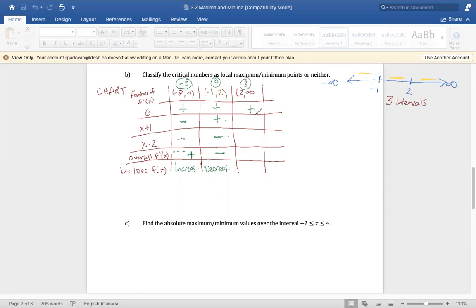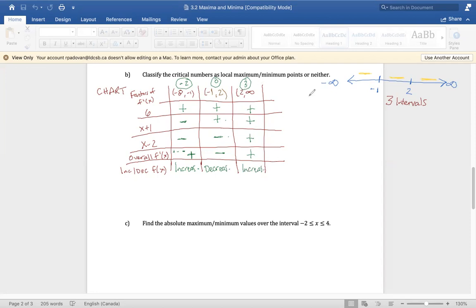And now a number larger than 2. You could pick decimals if you wanted to, but let's just say we choose a 3. 3 plus 1, 4 is positive. 3 minus 2 is 1. That's still positive. Obviously, multiplying positives, my answer will be positive, and here I am increasing over this interval of the function.